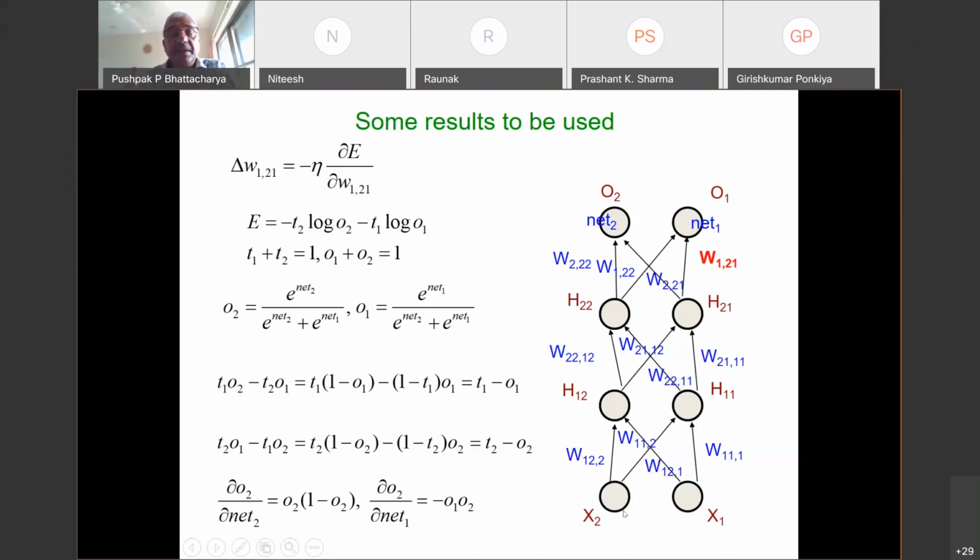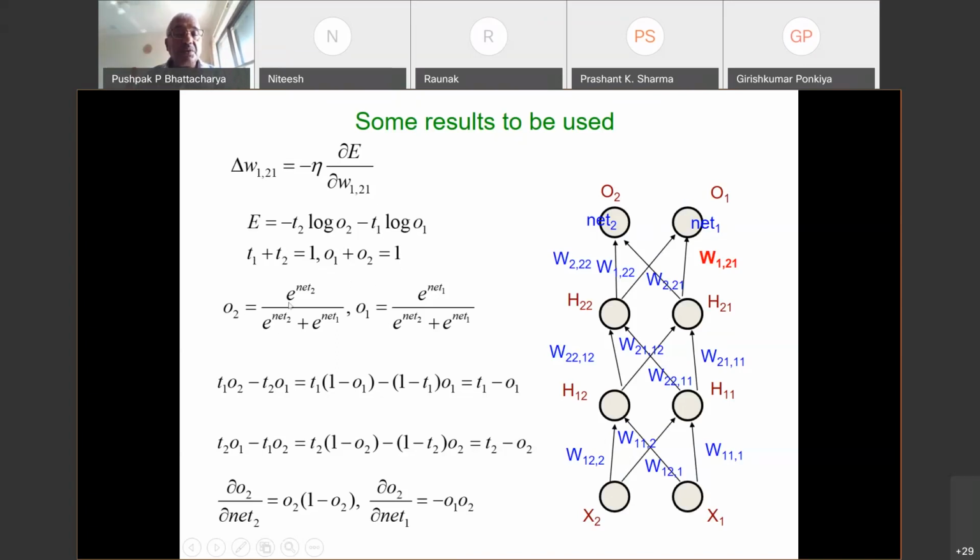The image can be that of a cat or a dog. So when cat is true, dog is false. When dog is true, cat is false. That's why T1 is 0, T2 is 1, or T1 is 1, T2 is 0. So T1 plus T2 is 1. And since we are getting softmax in the outermost layer, O1 plus O2 is also equal to 1.